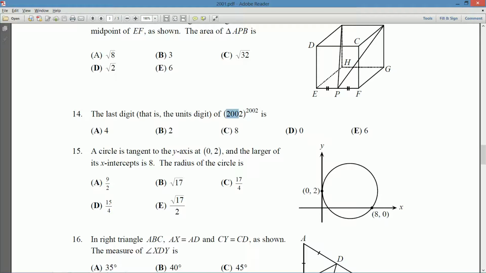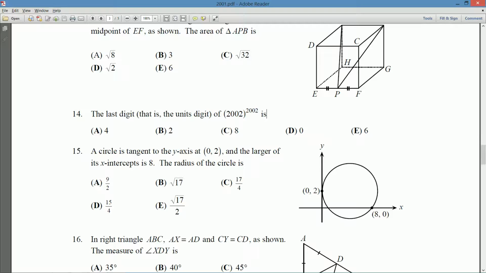That's kind of odd. Usually you don't see a number close to the year. This is the 2001 paper, but we've got 2002 here. I would expect this question to appear on the 2002 Fermat, so I'm a little thrown off. But it's probably because the ones digit of 2001 to the 2001 is just 1. You can verify that really quickly. So they altered the question a little bit. So last digit, and we've got 2002 to the 2002.